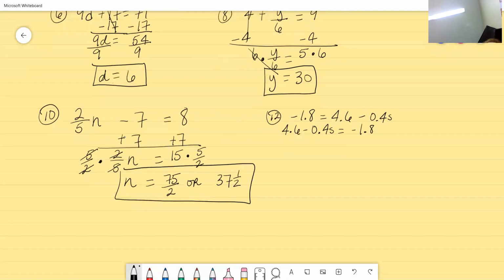Okay, so now we subtract, or you can also say add the inverse of 4.6, which is negative 4.6. And that leaves us with negative 0.4s equals negative 1.8 plus negative 4.6. So we're adding like signs here, so we just know that our answer is going to be negative. 8 plus 6 is 14, carry your 1. This gives you a negative 6.4. Then you divide both sides by negative 0.4. And once you calculate that out, you see that s equals 16.